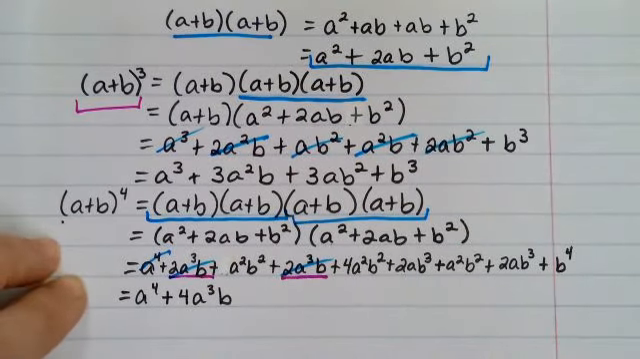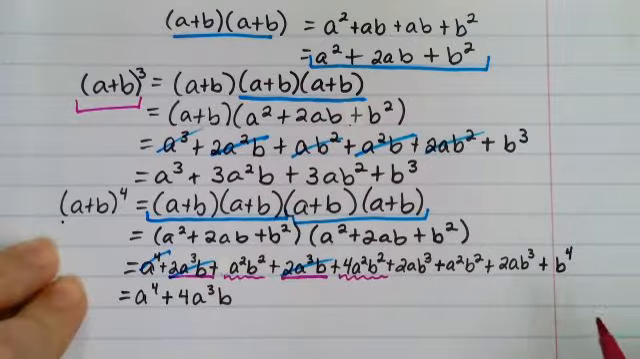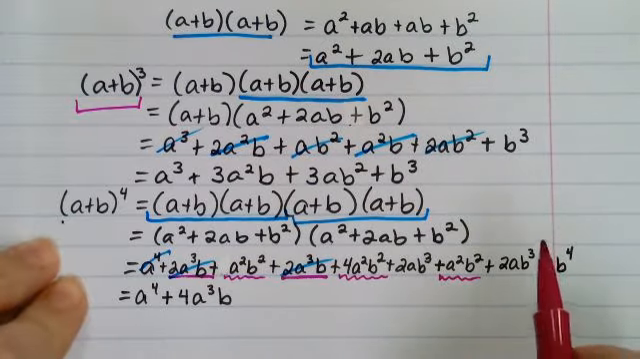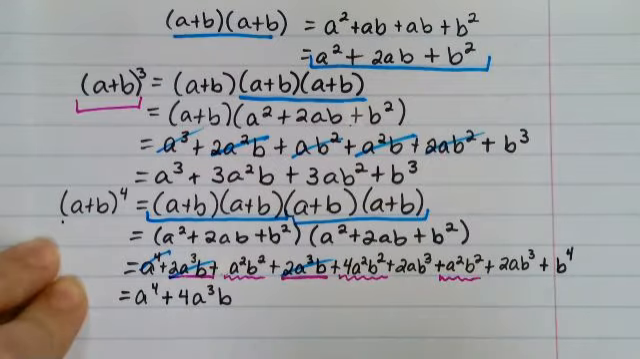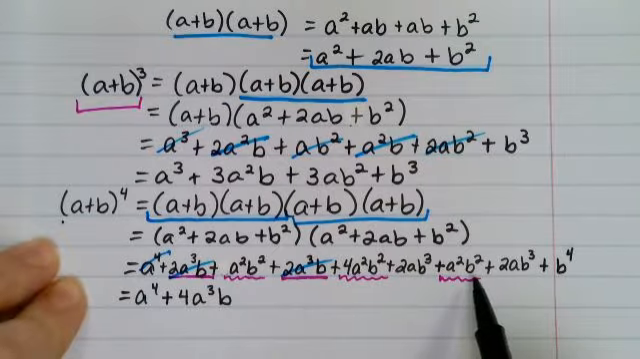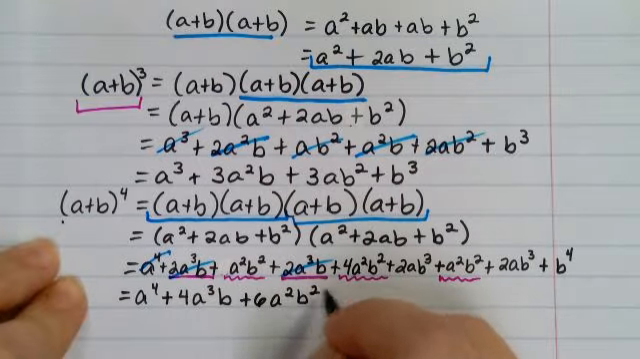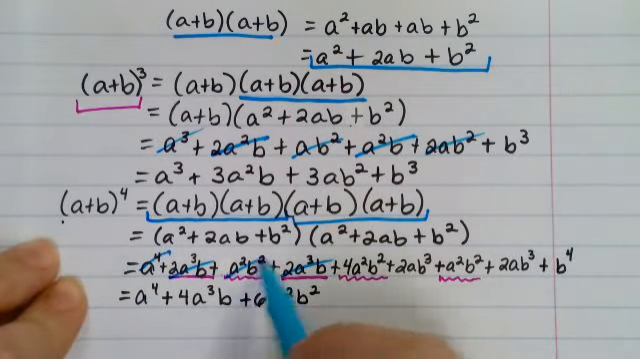Done. All right, now look at a squared b squared. There's a squared b squared. I see another a squared b squared over here. Oh, and there's another one way over here. So a squared b squareds, we're going to add them together. We have 1a squared b squared plus 4a squared b squared plus 1a squared b squared. 1 plus 4 plus 1 is 6 a squared b squareds. Those are done.